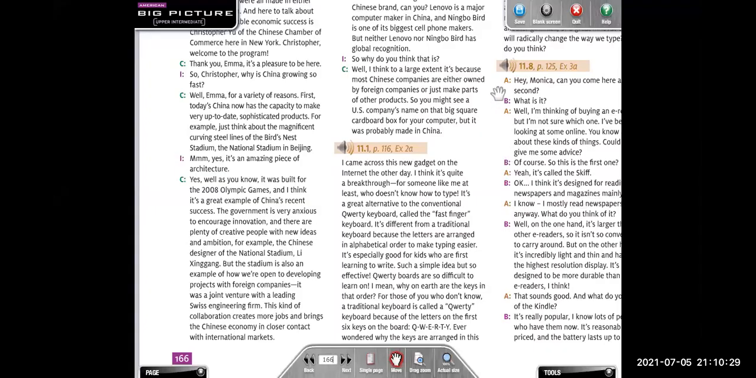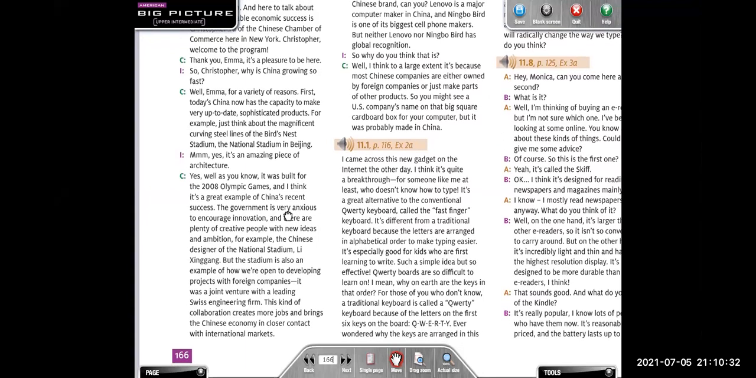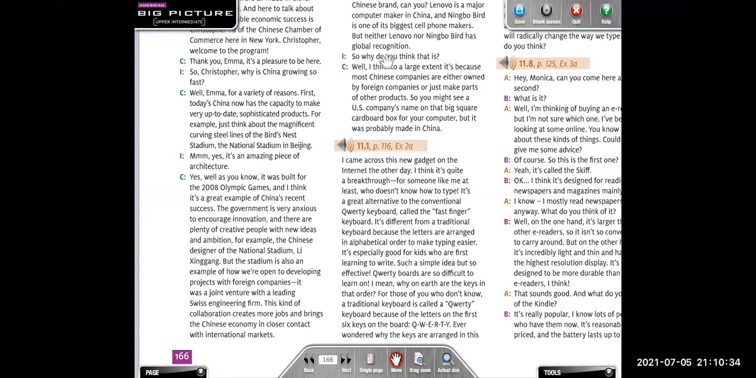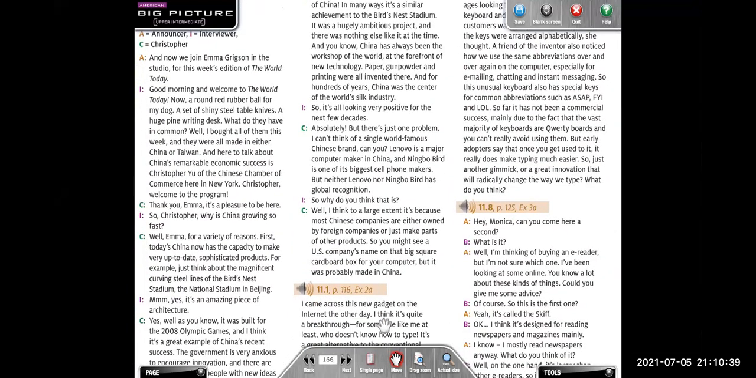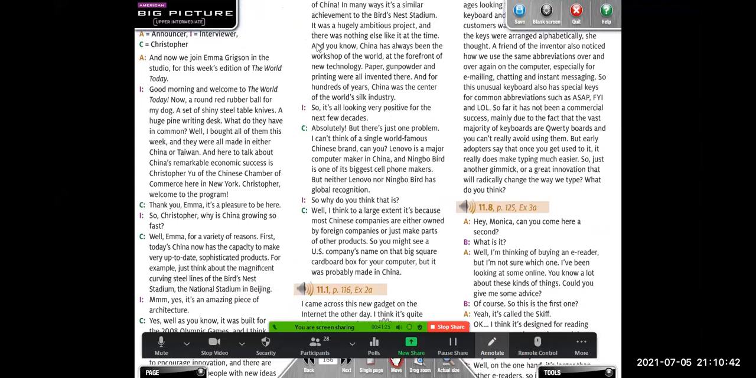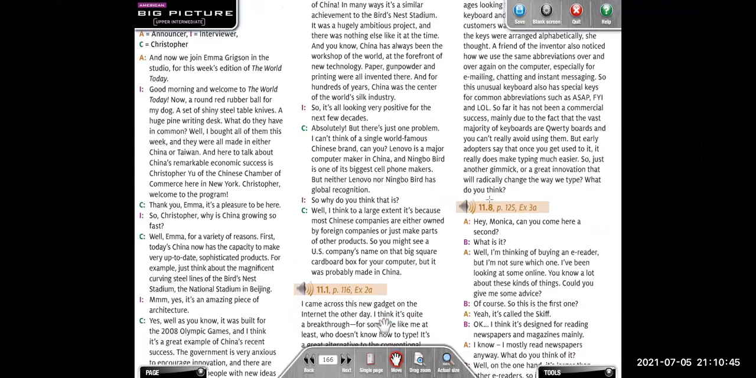So tell me, which is the first example? In the paragraph of Christopher, at the last line, but neither Lenovo nor Bird has global recognition. Very good. So here we have neither nor. Any other example?